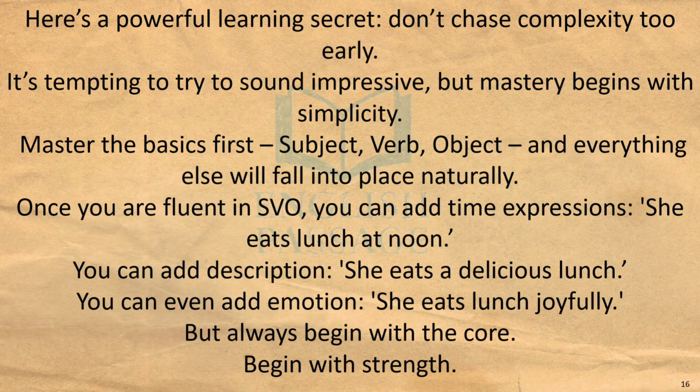Here's a powerful learning secret. Don't chase complexity too early. It's tempting to try to sound impressive, but mastery begins with simplicity. Master the basics first. Subject, verb, object, and everything else will fall into place naturally. Once you are fluent in SVO, you can add time expressions. She eats lunch at noon. You can add description. She eats a delicious lunch. You can even add emotion. She eats lunch joyfully.